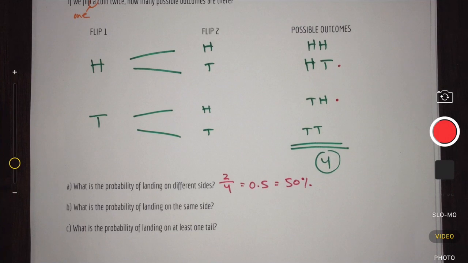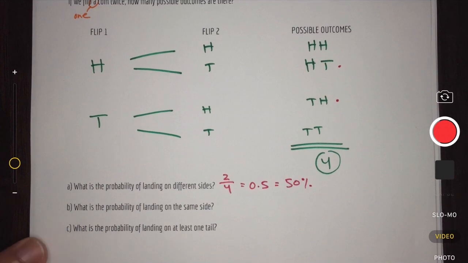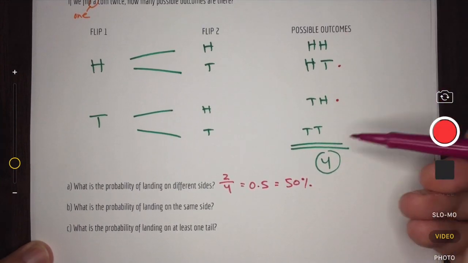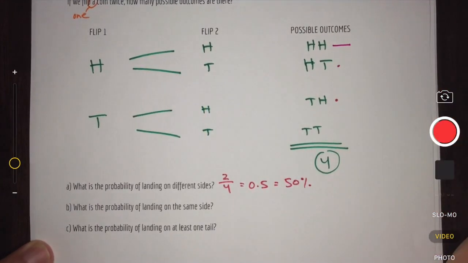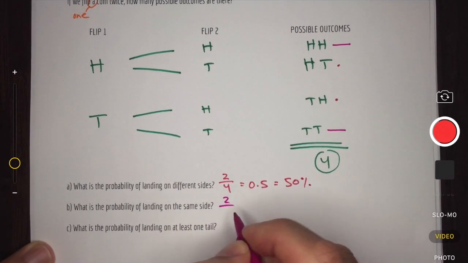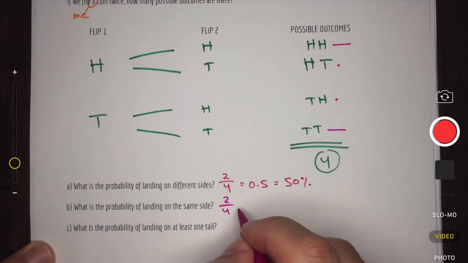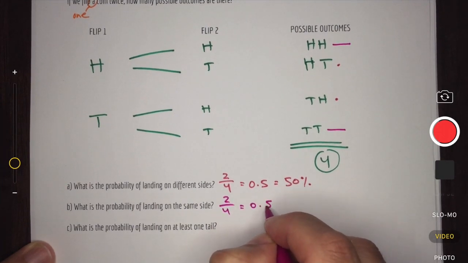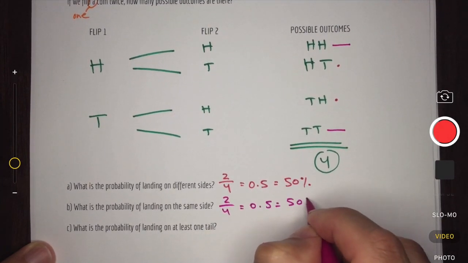For example, question B: what is the probability of landing on the same side? In this particular case, I want to get the same on flip one as I do on flip two. So again, I can look down my possible outcomes and see that heads, heads gives me the same on both flips, or tails, tails gives me the same on both flips. So again, I have 2 positives out of 4 possible outcomes, which gives me a decimal of 0.5, which is 50%.